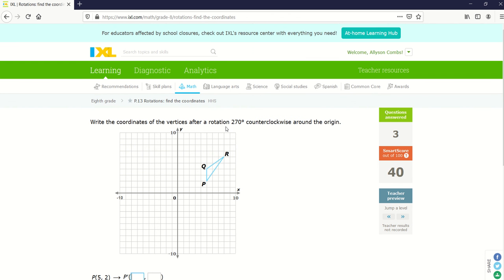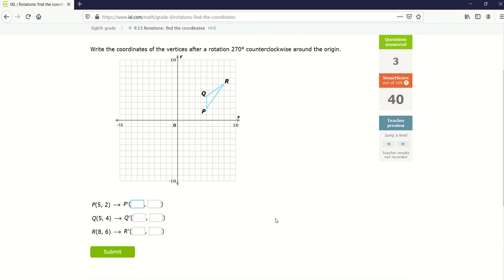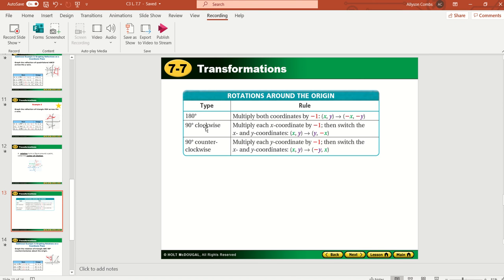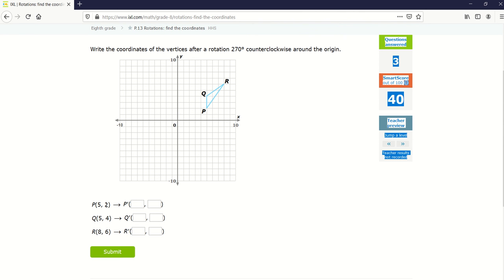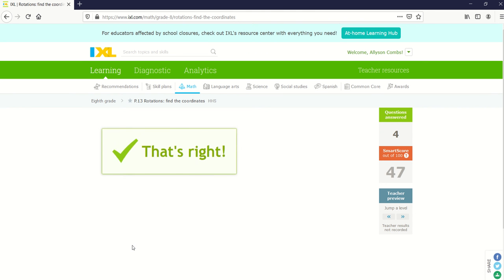Okay, so this one's 270 degrees counterclockwise. So hopefully you remember, if we're going 270 degrees counterclockwise, that means we're going to go 90 degrees clockwise. So we're going to do this one. Multiply the X coordinates by -1 and then switch them. So if we come over here, our Y coordinates are going to stay the same because we're multiplying our X's by negatives. So our Y's are going to move into here, 2, 4, and 6. And over here, it's going to become -5, -5, and -8 because we've switched them to negatives.